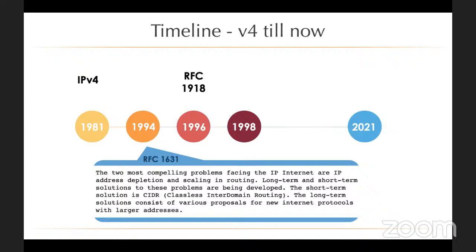And then in 1996, to mitigate these problems, we had RFC 1918, whereby we now had the luxury of using public IPv4 addresses over the internet and private IPv4 addresses internally, just to conserve these IP addresses. And then in 1998, again, to mitigate the long-term problem of address depletion, IPv6 was initiated. The first draft came out.